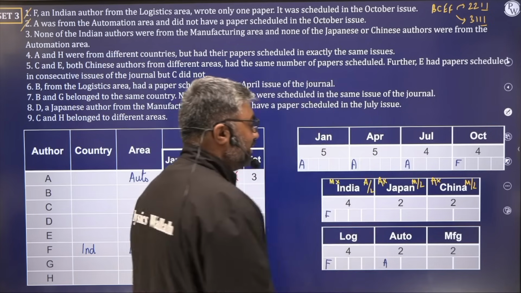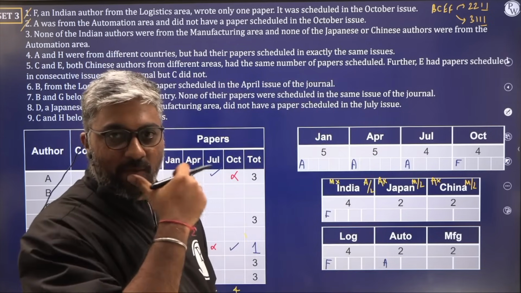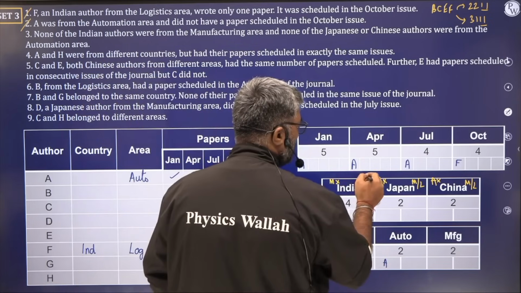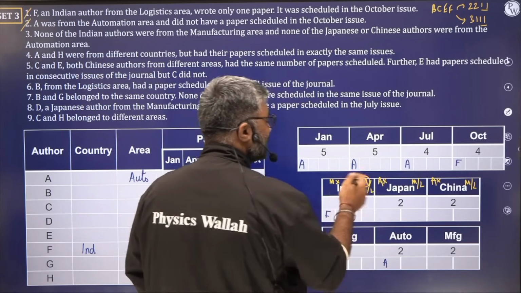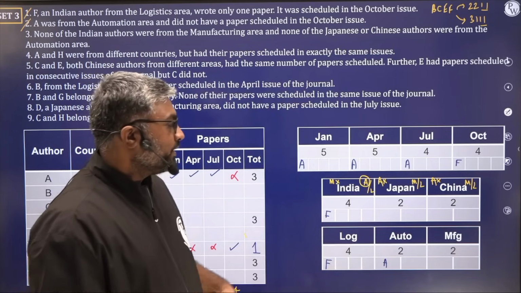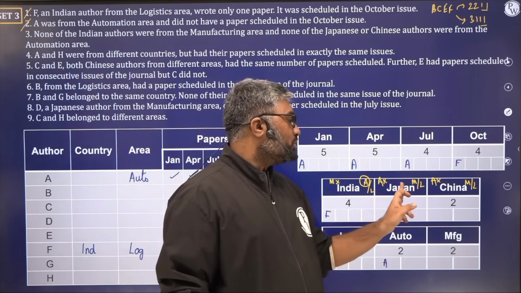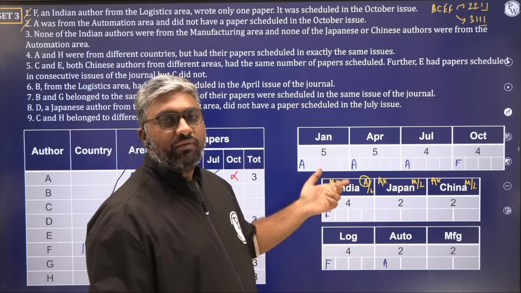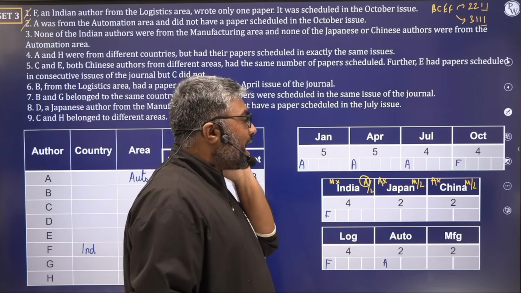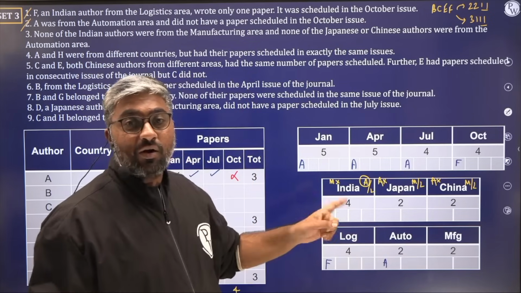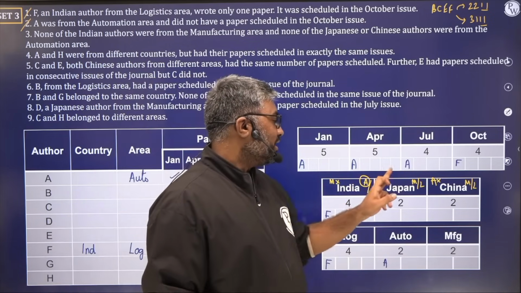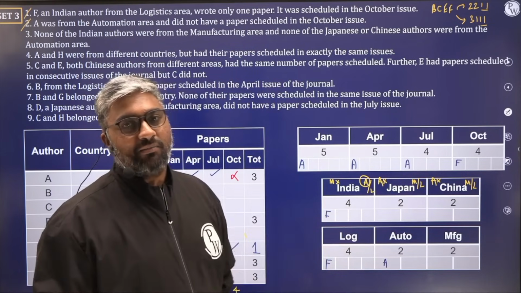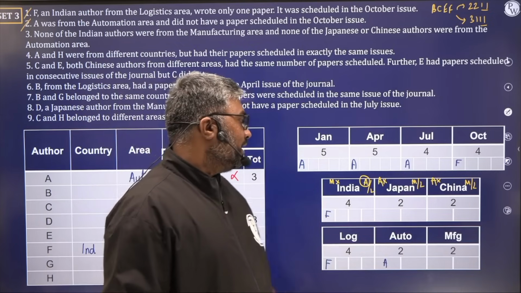Yes, so this again gives us something to think about, that if any author is from the automation area, it has to be only from India, correct? Because no automation here, no automation here, only automation here. So this person has to be from India. That's one thing. And logistics is common for all the 3. We have one in India, one in Japan, one in China. Again, it's a maybe, right? It could be, it could not be.